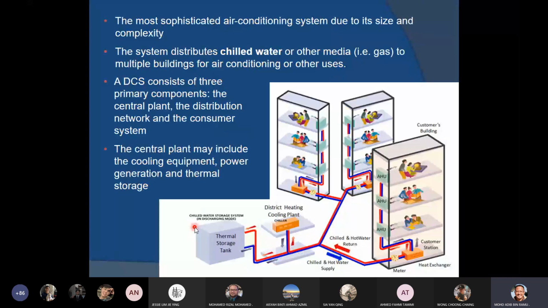Okay, so let's look at the district cooling system, or in short, we call it DCS. So it is the most sophisticated air conditioning system due to its sheer size and complexity, right? The system distributes chill water or other media, for example, gas, to multiple buildings for air conditioning or other uses. If you remember, I mentioned earlier, the plant system is normally used for one large building, or a development with multiple blocks of building. And even in Taylor's they use a plant system.